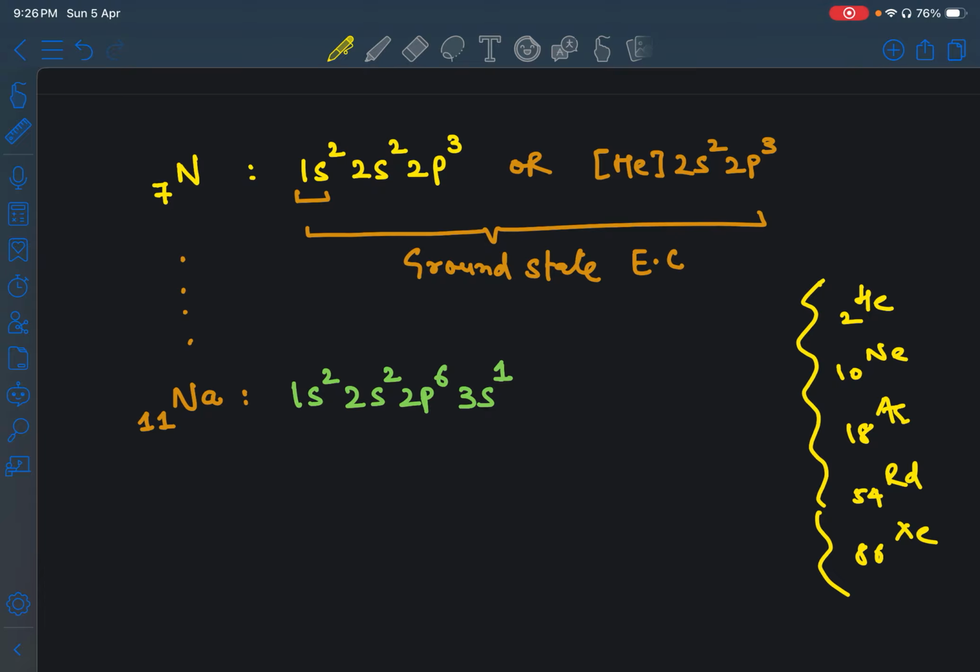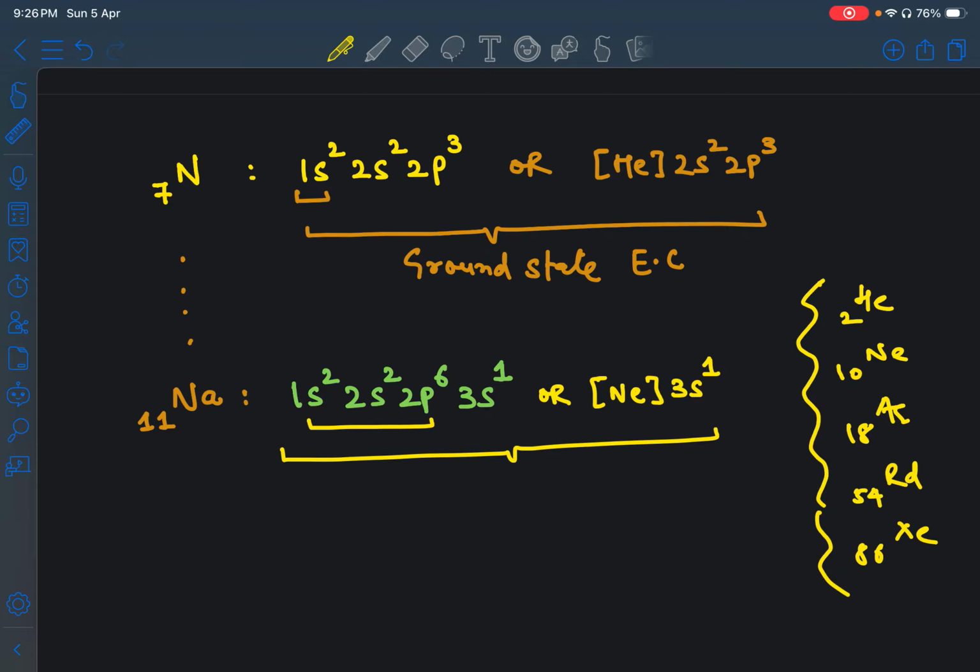Now you can see here, 1s2, 2s2, 2p6. If you count, it becomes equal to the atomic number of neon. So can we write it like this? In the square brackets we have neon, and then we have 3s1. So this is the condensed form, and this is the elongated form. Very important. So we are just learning how to write electronic configurations in the condensed form or in the detailed manner.